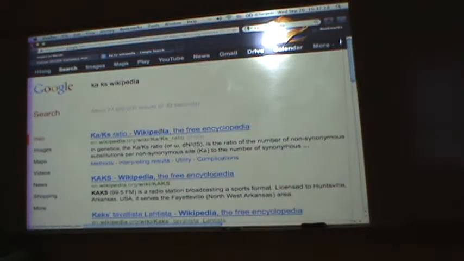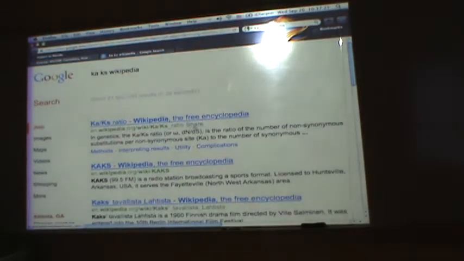Is the number of nonsynonymous substitutions? Yeah. See, the first one in my case is this one. Is it different on yours? I had to go back and research it. I had to put in KA. Yeah, the first one is what it is. Can you now read it and see whether we can figure this one out?